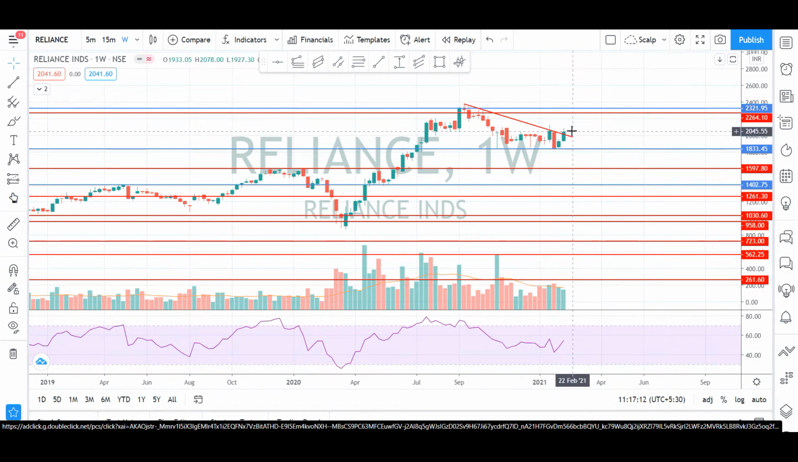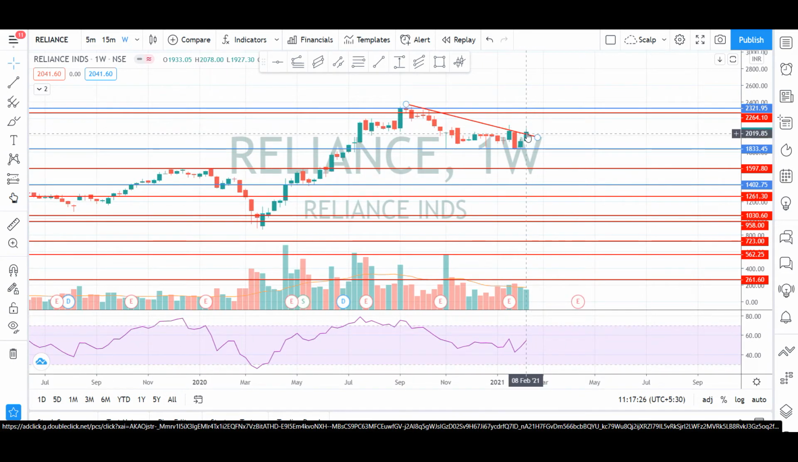So anytime it goes above this 2055 level, we will buy with a target of 2200 with a small stop loss, right? Here it is showing us a breakout, the Friday candle, which shows the breakout has happened here. And that is how we know which levels are important for us, right?